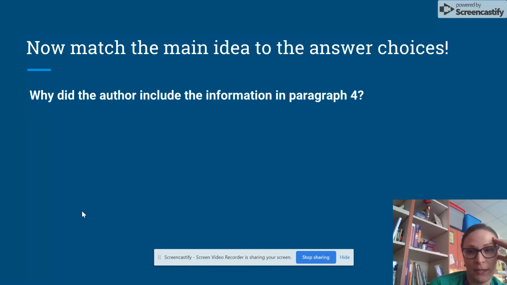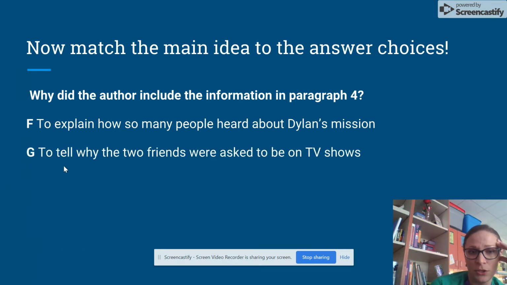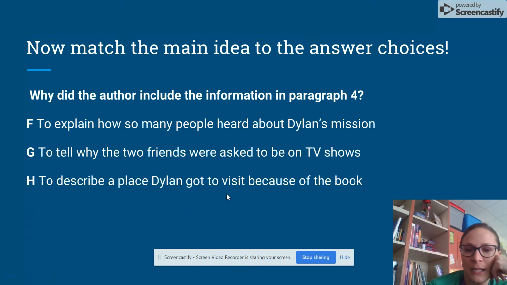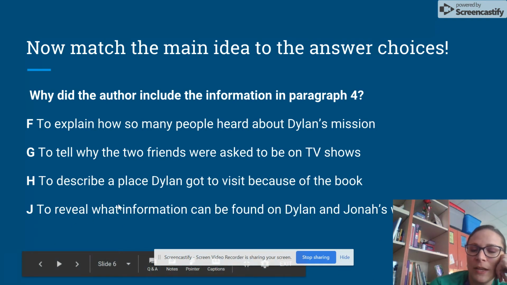So let's look at our answer choices for our question, which is asking us, why did the author include the information in paragraph 4? F, to explain how so many people heard about Dylan's mission. Does this match what we just said the main idea was, that people were trying to get access to the book? G, to tell why the two friends were asked to be on TV shows. H, to describe a place Dylan got to visit because of the book. J, to reveal what information can be found on Dylan and Jonah's website.